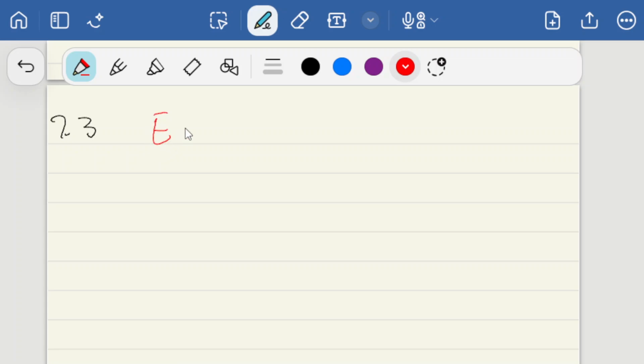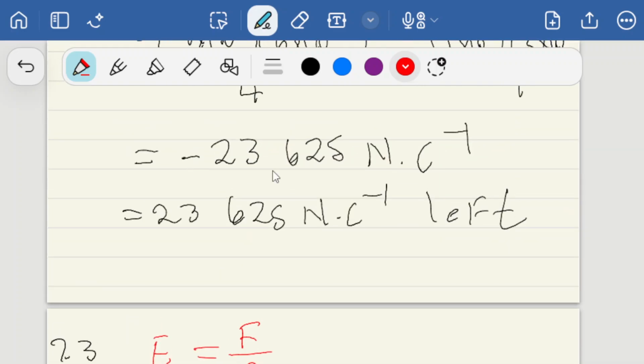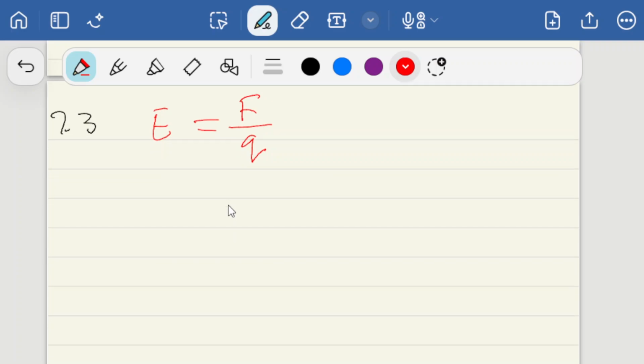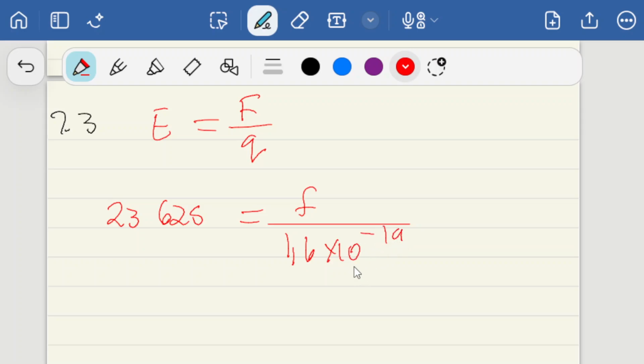So we're going to use the equation E equals force divided by Q, the electrostatic field at Q. So 23,625 equals an unknown force divided by the charge. The charge will be 1.6 times 10 exponent minus 19. This charge is from an electron, and we don't put a negative in front of it, because the charge of a proton is positive. Electron and proton are just opposite charges.